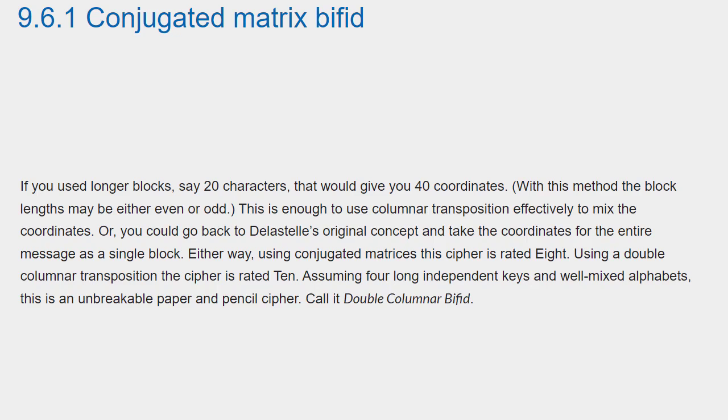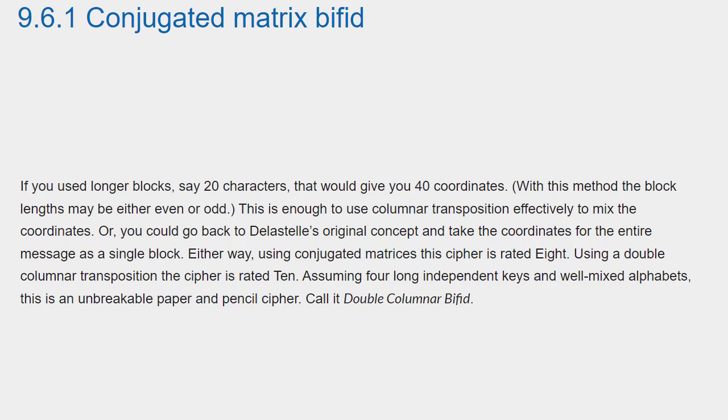If you used longer blocks, say 20 characters, that would give you 40 coordinates. With this method, the block lengths may be either even or odd. This is enough to use columnar transposition effectively to mix the coordinates. Or you could go back to de Lastelle's original concept and take the coordinates for the entire message as a single block. Either way, using conjugated matrices, this cipher is rated 8.